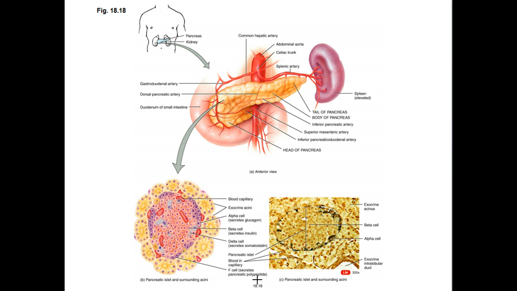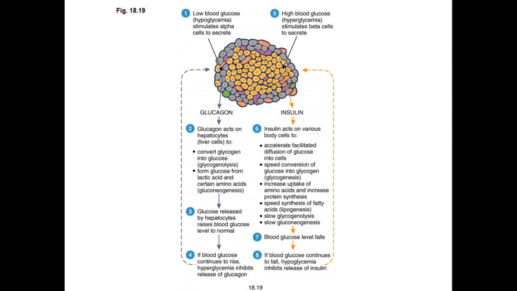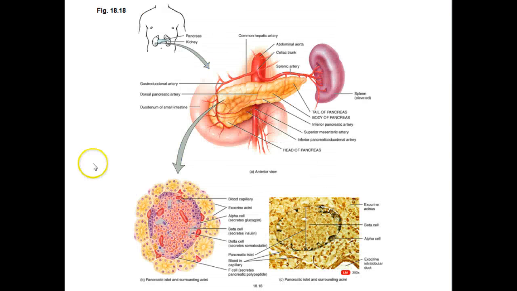In the next slide, I should have it. I don't have it, so we'll have to talk about it. Okay, so let's start with the alpha cells. They secrete glucagon. Glucagon does the opposite of insulin. Insulin lowers blood sugar. You probably already know that. Glucagon is going to raise blood sugar. So you could look at them as antagonists. They work against each other. They do opposite things. How glucagon raises blood sugar is by breaking down glycogen.